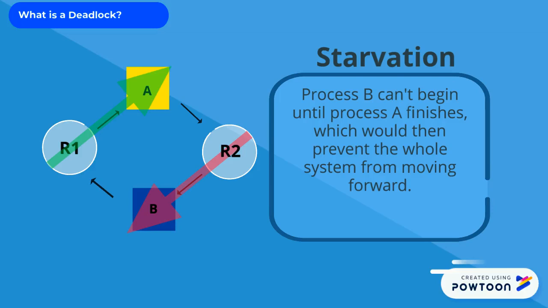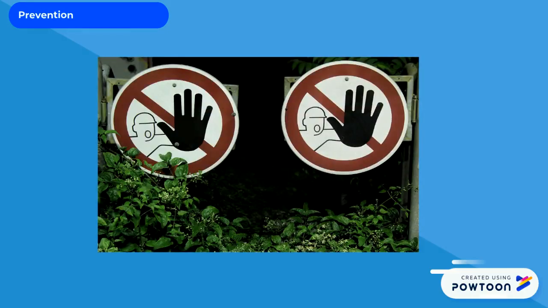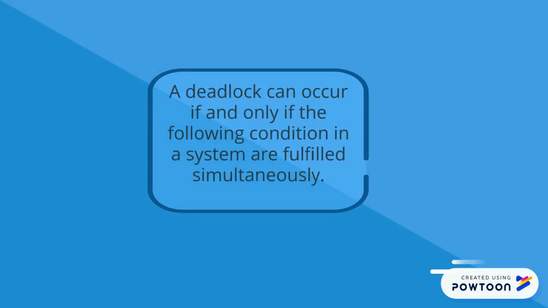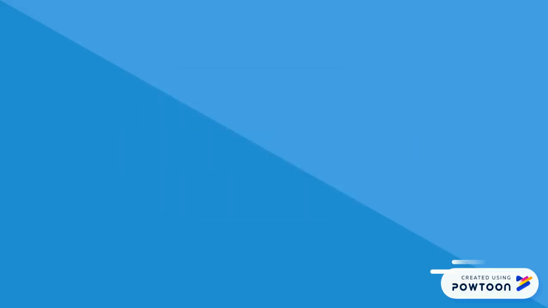from moving forward. Many techniques can be implemented to stop or prevent a deadlock, and a deadlock can occur if all of the following conditions in the system are fulfilled simultaneously. These conditions are called the Coffman conditions.